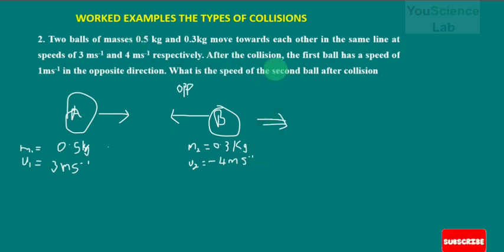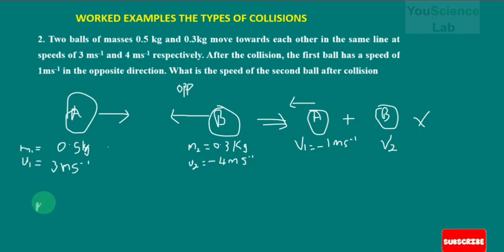Now after collision, the first ball moves in the opposite direction to its original direction. So ball A is moving in the backward direction, and the final velocity v1 of the first ball is going to be minus 1 meter per second because it is moving in the opposite direction. Then plus the speed of the other ball. Here we do not know the direction of the speed of ball B.